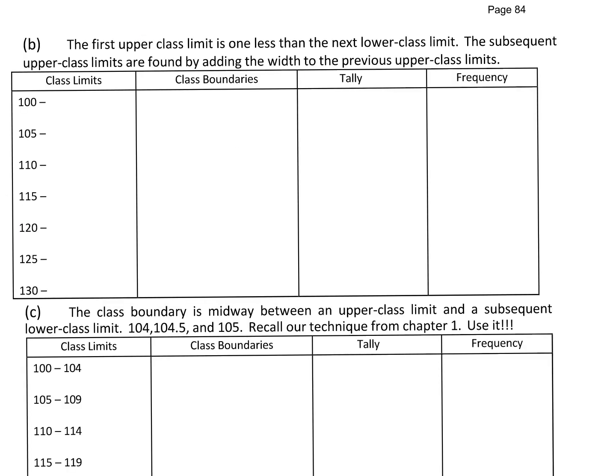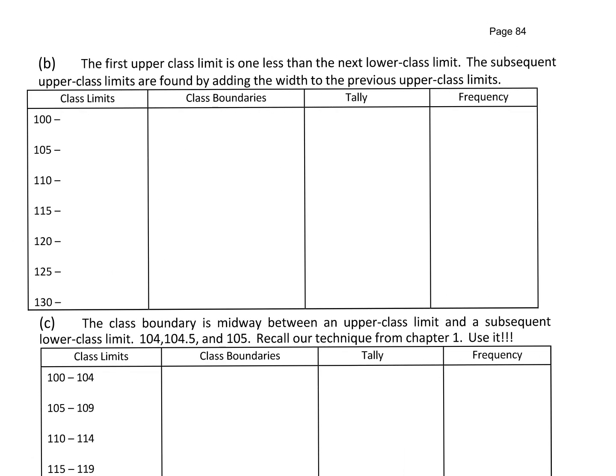Okay, so the first upper class limit is 1 less than the next lower class limit. The subsequent upper class limits are found by adding the width to the previous upper class limits. This is not so bad. So I'm going to go from 100 to 104. Notice that is 1 less than 105. And then I can do one less than 110, which would be 109. Or I can simply do 104 plus 5 to get 109. And then I can just keep adding 5 to these numbers.